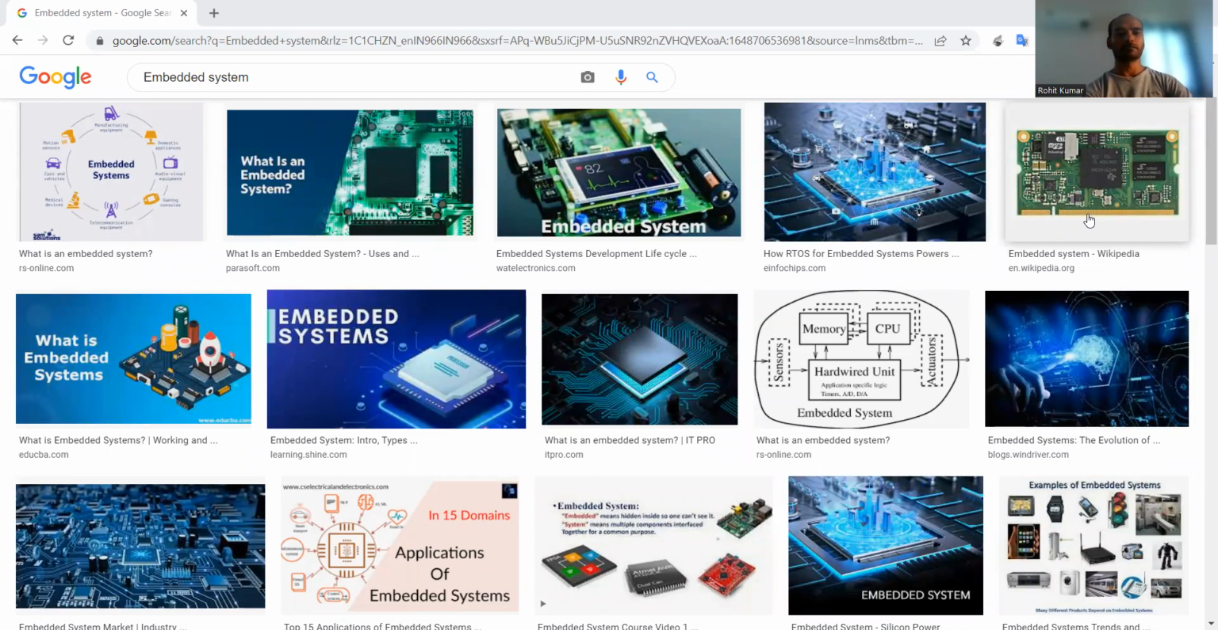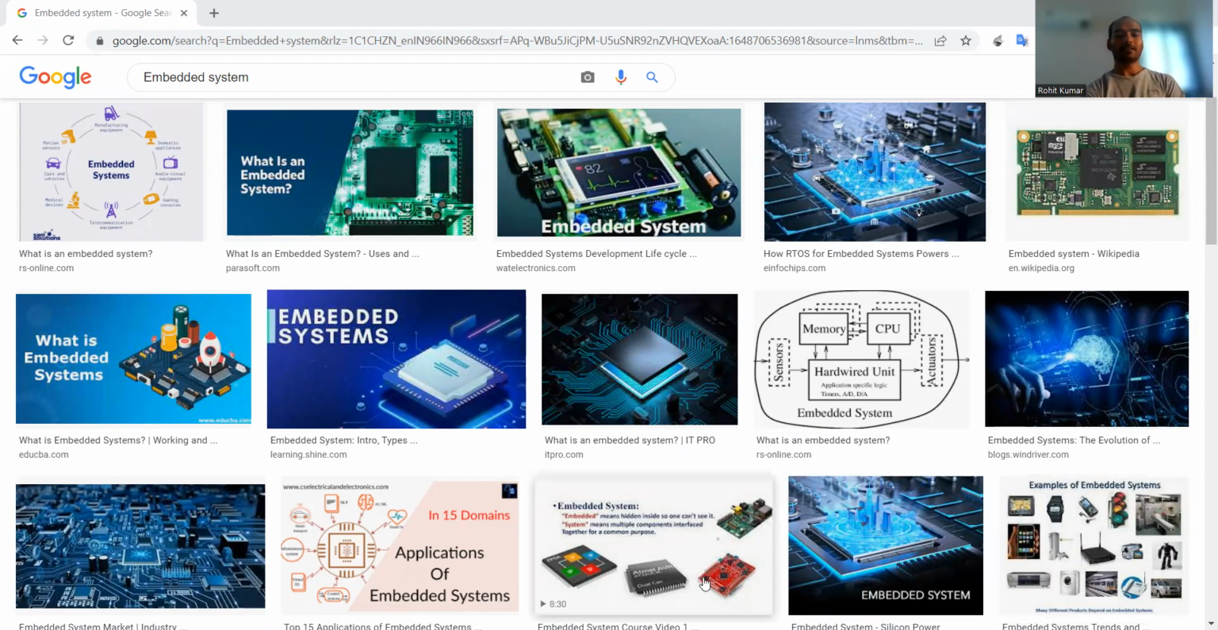Today we are going to discuss another very interesting research domain, which is embedded system. When we discuss the concept of embedded system, so many questions come to mind. What is an embedded system? What are the different components that constitute an embedded system? What is the life cycle? What are the different types of embedded system? How is it related to RTOS, the real-time operating system, etc.?